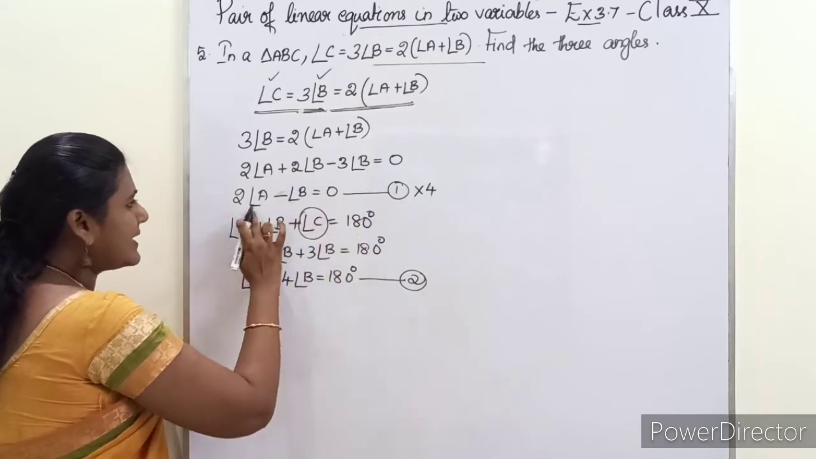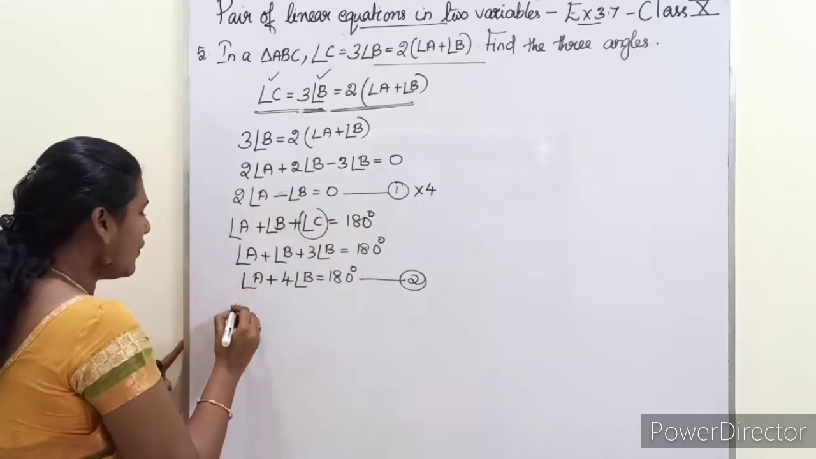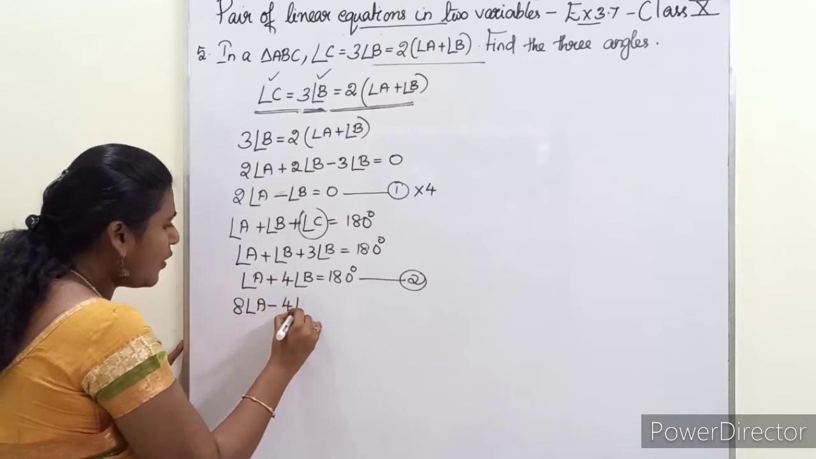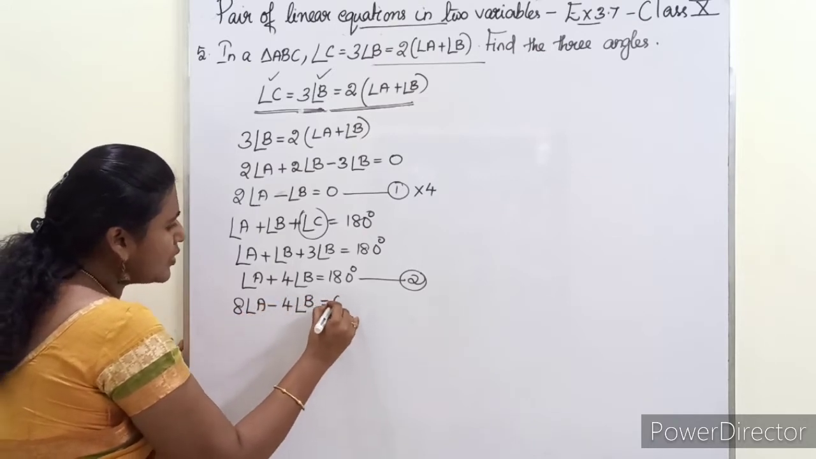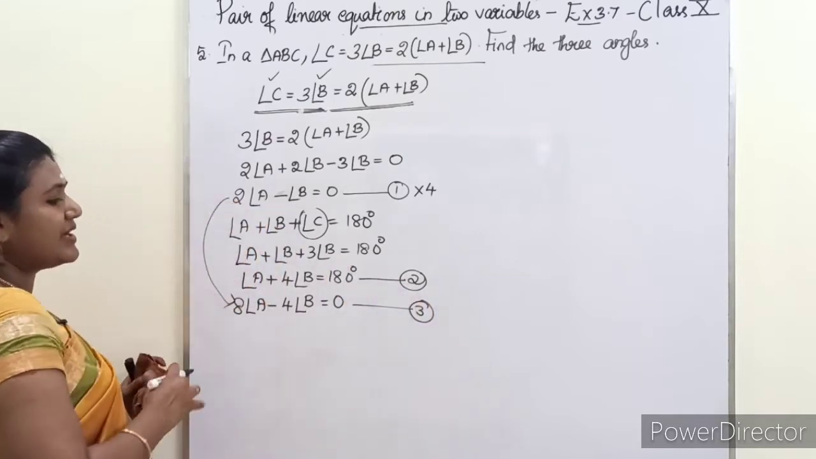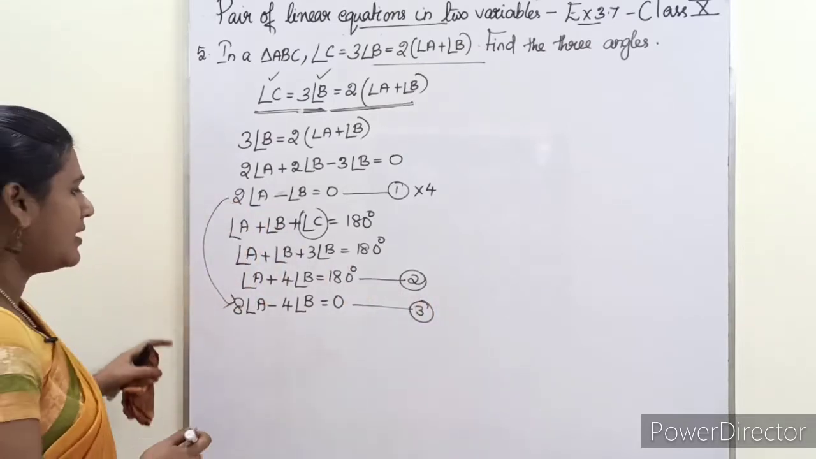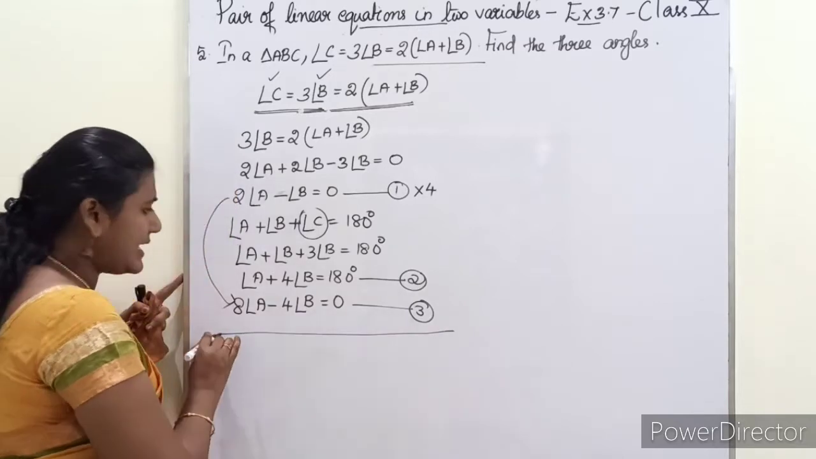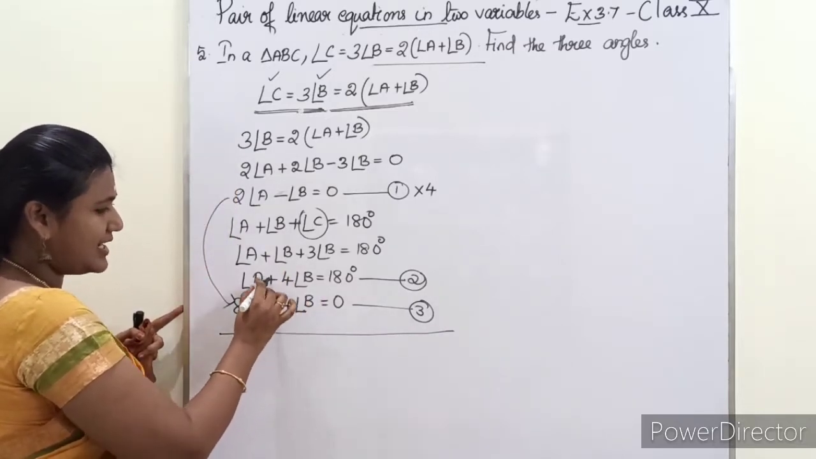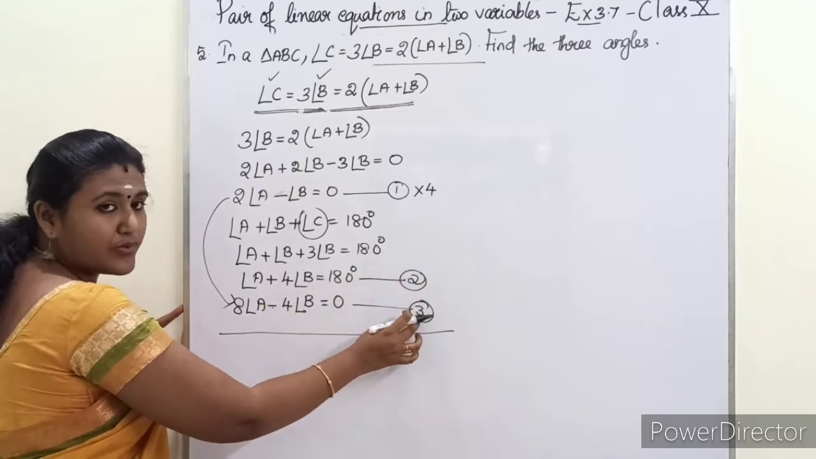So when I am multiplying this equation by number 4, I will get 8 angle A minus 4 angle B is equal to 0. This is the new equation. So from the first equation, we will get equation number 3. Now we are going to eliminate. Here if you see, the sign of the second term is different. So we will add these two equations.